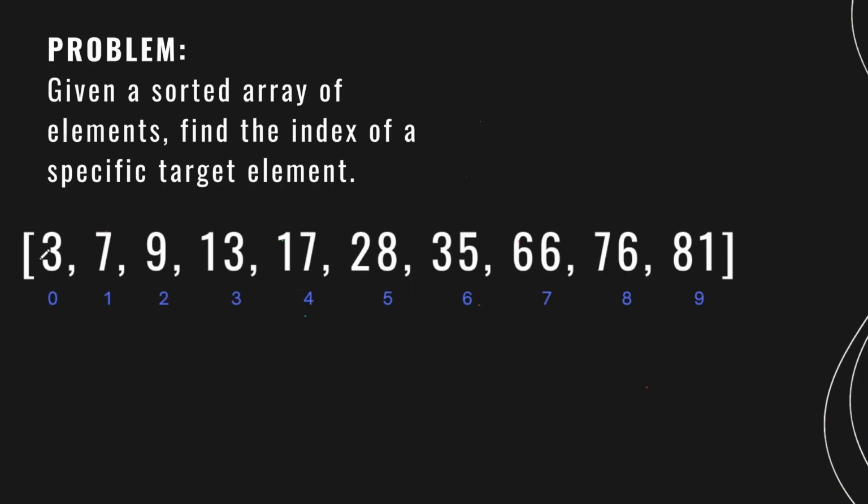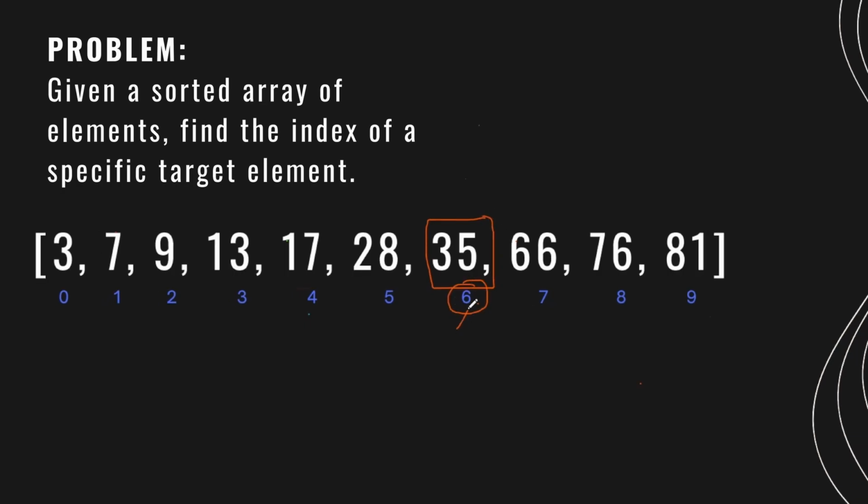Okay, let's say we have a sorted list like this one, and we are asked to find a target in it and return the index of that target. So let's say our target is 35 and our mission is to return the index of 35, which in this case is 6. So how can we do this?